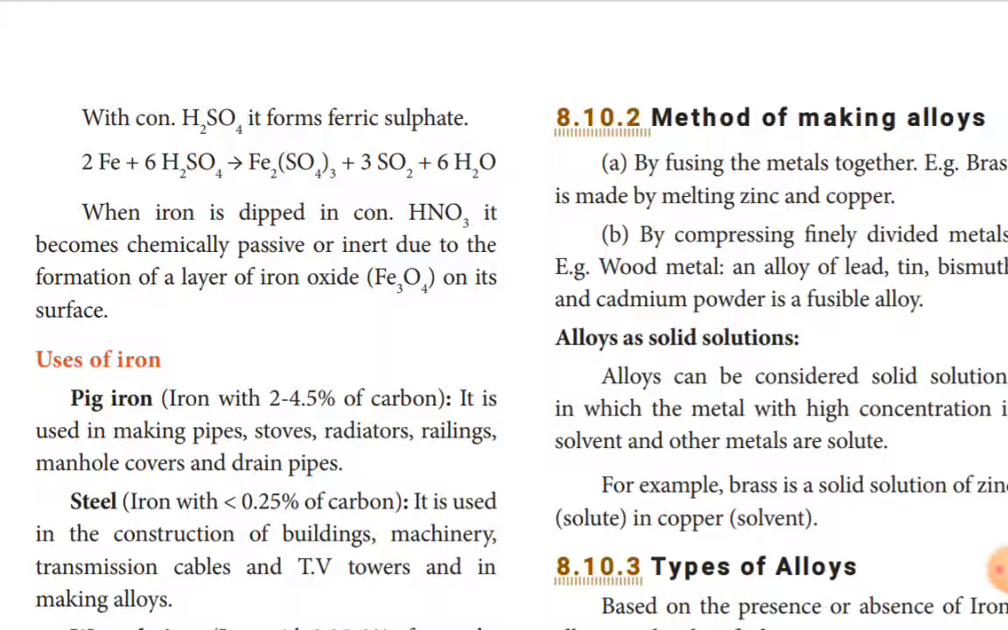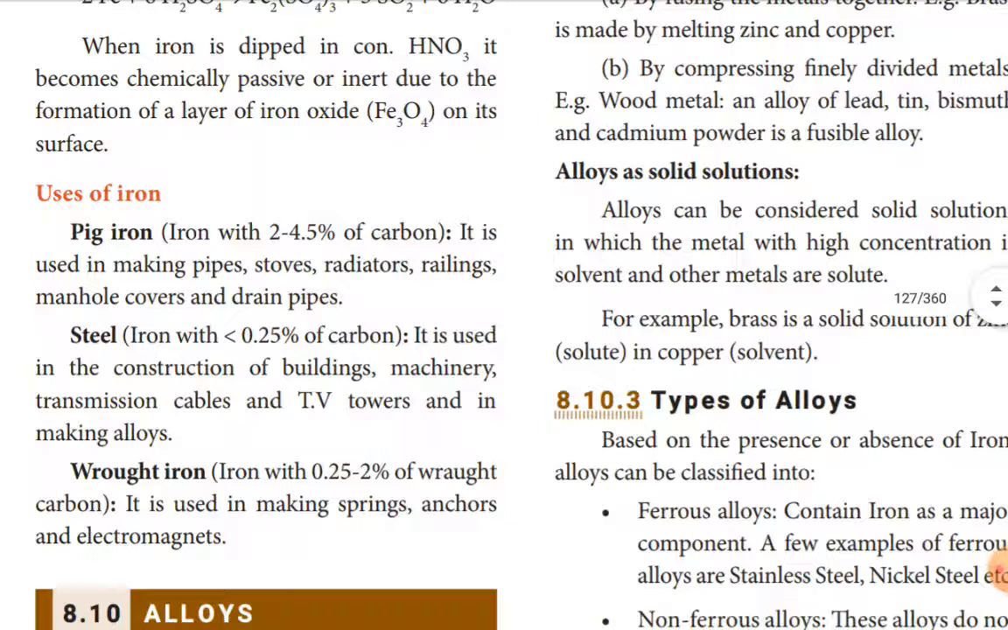Then uses of iron. Iron is classified into three types based on the carbon content. How iron is classified, first quality, second quality, all these, and how it is differentiated based on the requirement, is only by the composition of carbon content in the iron. So there are three types: pig iron, steel, wrought iron.